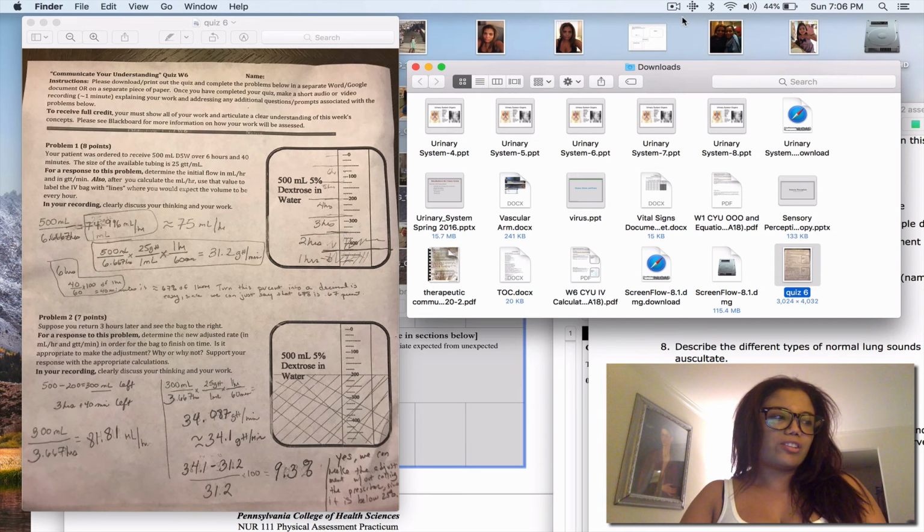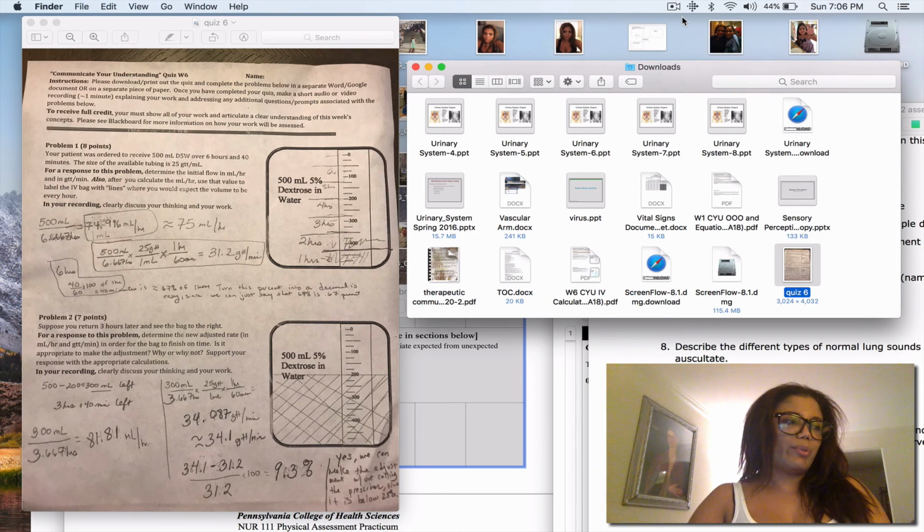First question we were asked: we were given 500 milliliters of D5W over 6 hours and 40 minutes. And then we were asked to determine the initial flow, in milliliters per hour, and then in droplets per minute.